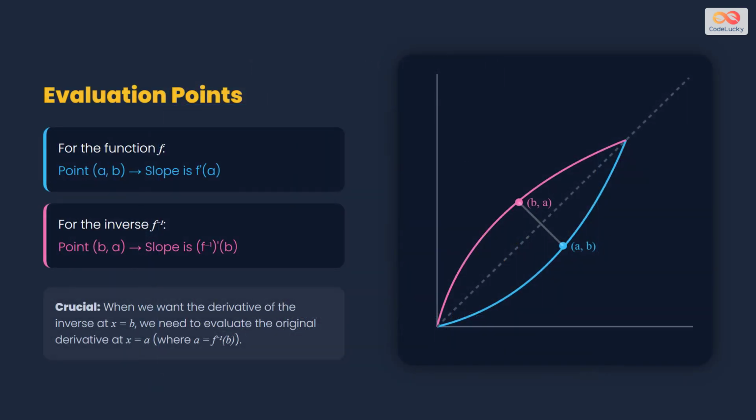It is crucial to understand where we evaluate the derivative. Notice the formula does not say 1 over f prime of x, it says 1 over f prime of f inverse of x. This means, if we want the slope of the inverse at x equals b, we need to look at the slope of the original function at the corresponding point, which is a.